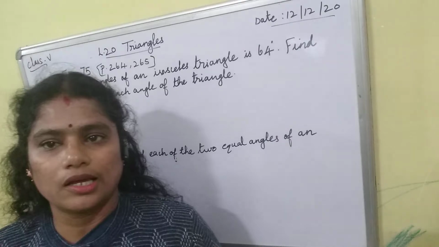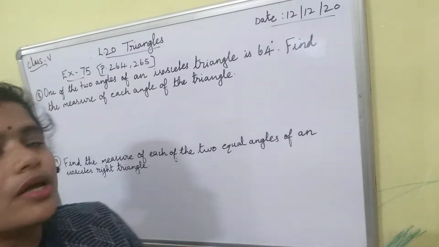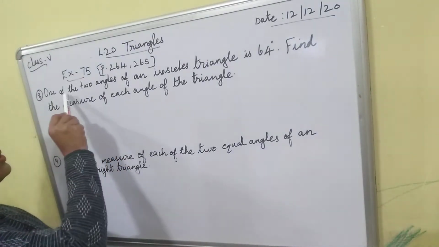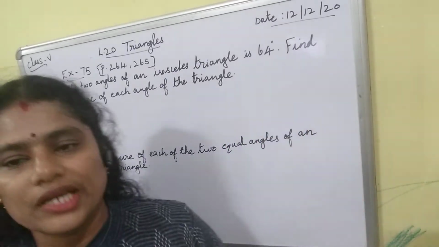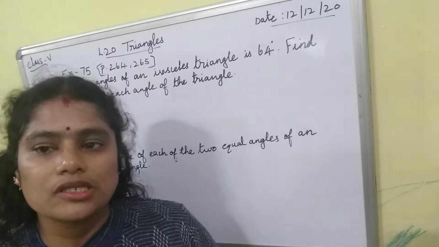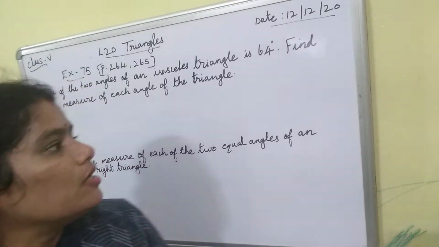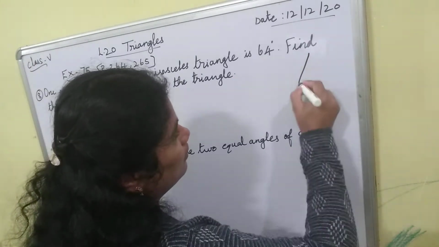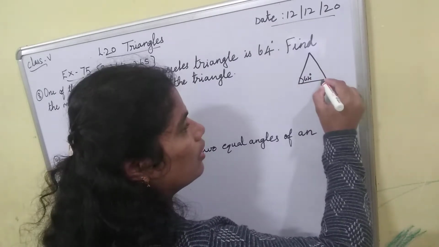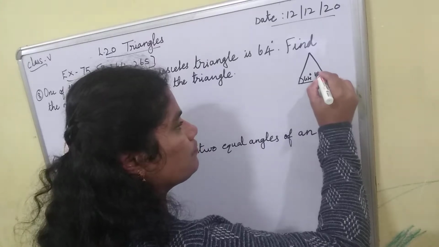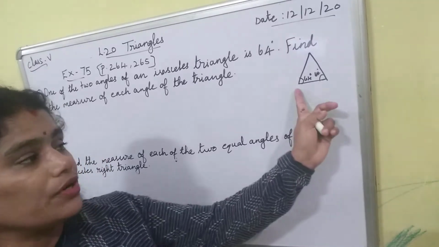Continuation of the previous class, exercise number 75, question number 8. Okay, read the question first. One of the two angles of an isosceles triangle is 64 degrees. Isosceles triangle means, you know what an isosceles triangle is? Two sides are the same. So one angle is 64 degrees. So you listen here. One is 64 degrees, so this angle may also be 64 degrees. Is it clear? So this also is 64 degrees.